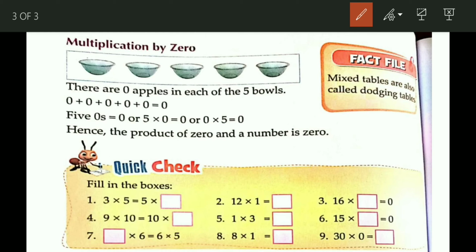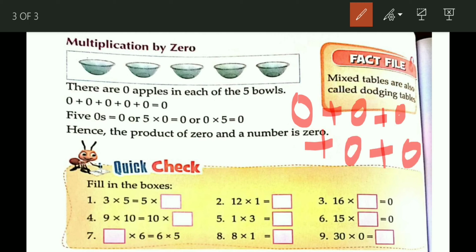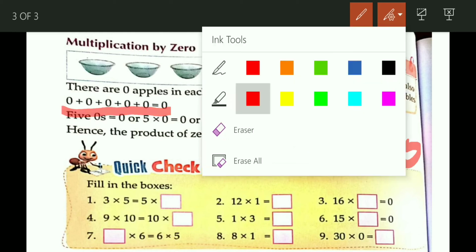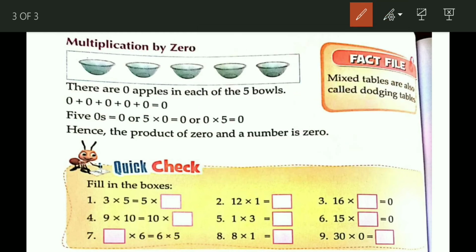So what will you plus? Are there any apples? No. So you'll plus nothing. That means you'll plus 0 5 times. 0 plus 0 plus 0 plus 0 plus 0. The answer will be 0 itself because we add nothing. Yes or no? We plus nothing and we get nothing. So 5 zeros are 0, or 5 into 0 is equal to 0, or 0 into 5 also is 0.